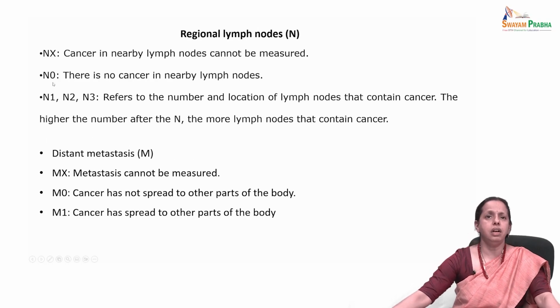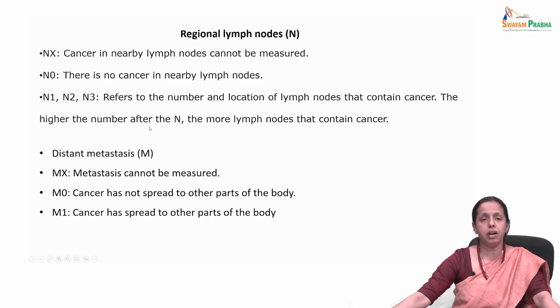And for the regional lymph nodes, N, cancer in nearby lymph nodes: NX means it cannot be measured. N0 means there is no cancer in your nearby lymph nodes. N1, N2 and N3 refer to the number and location of lymph nodes that contain cancer.